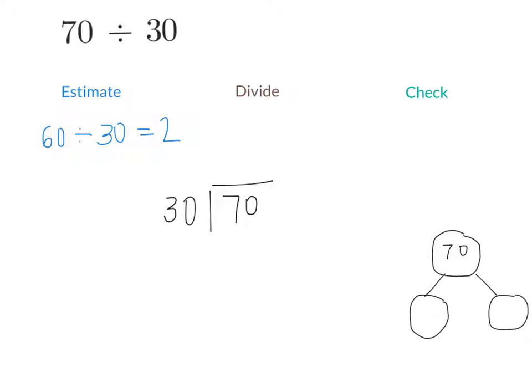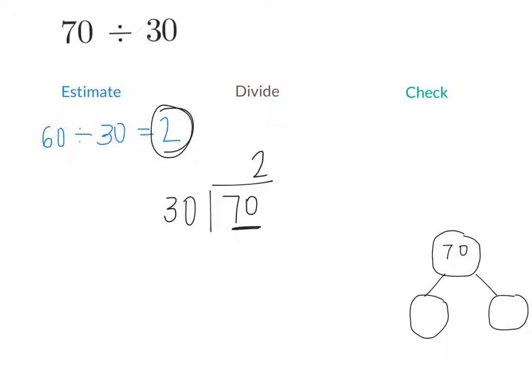Okay? Now, can 7 be shared equally amongst 30 groups? No. So we could imaginarily put a 0 there, right? But we don't need to because we could just imagine it. Now, could 70 be equally divided into 30 groups? There's enough to put at least one in each group, right? Based on our estimate, what number should we try first? 2. Okay, so we'll put 2.